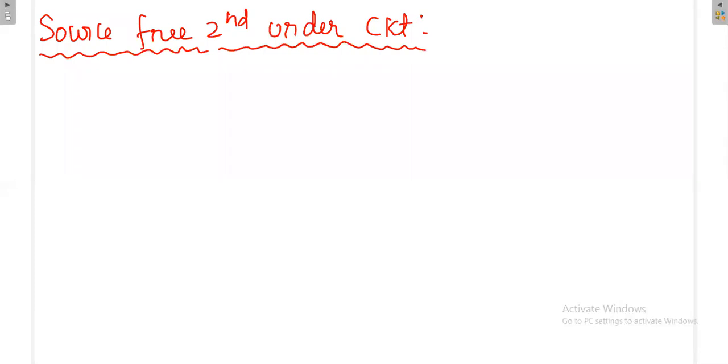A second order circuit can be generated with the help of two inductors or two capacitors, or otherwise with both an inductor and a capacitor. But in general, for a second order circuit, we'll take both an inductor and a capacitor. So the first case is the series RLC circuit. It involves resistance, inductance, and capacitance, but it is source free.